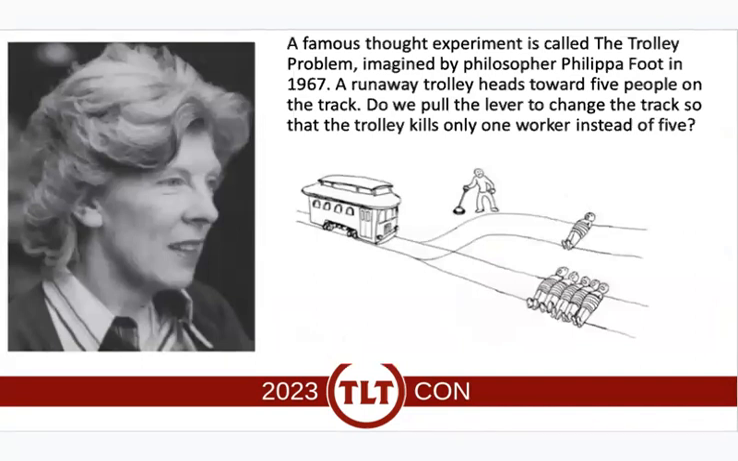A case study as a thought experiment reminds us, if we go back in time, of this thing called the trolley problem imagined by philosopher Philippa Foot in 1967. A runaway trolley heads toward 5 people on a track, and we're there with the lever. Do we pull the lever to change the track so the trolley diverts and kills only 1 worker instead of 5? Very complex problem, unanswerable in a sense. People suggest answers and then they're disputed, et cetera, and there are many variations on this.